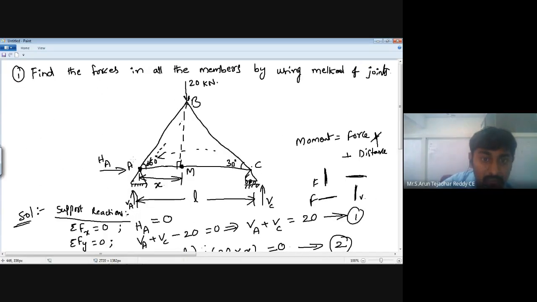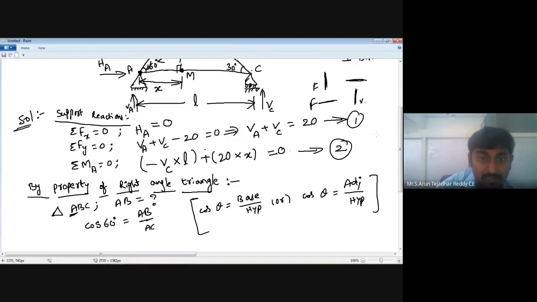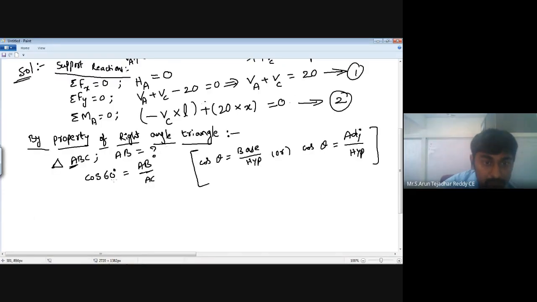So we need to calculate AB. Here AB is a base, or else we can take it as the adjacent, because your angle is at point A. So this will be your adjacent, or else we can call it the base. So cos 60 degree is equal to AB by AC.